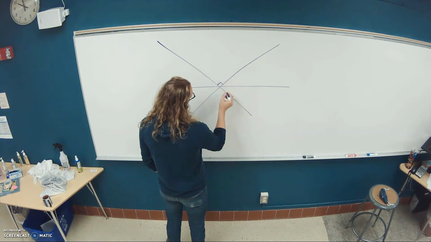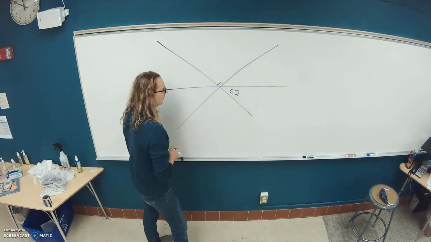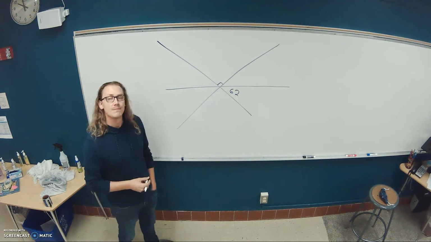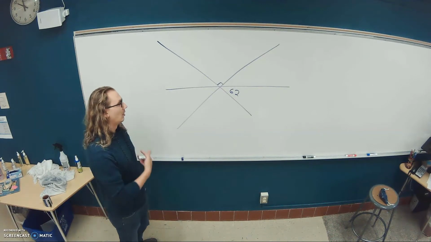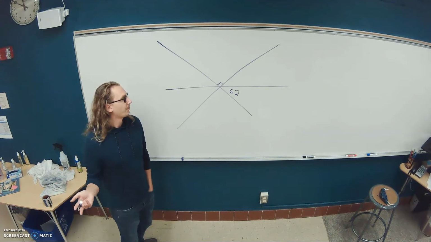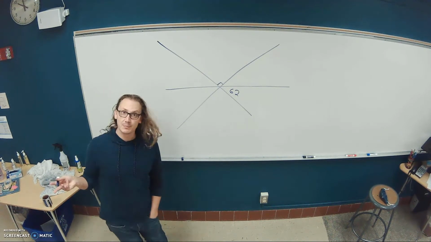Let's say this is a right angle, and let's say this is 62. Okay? You'll be looking at a lot of problems like this, and the question is going to be, all right, what are the rest of the angles? Okay? So let's figure this out. We've talked about this before.